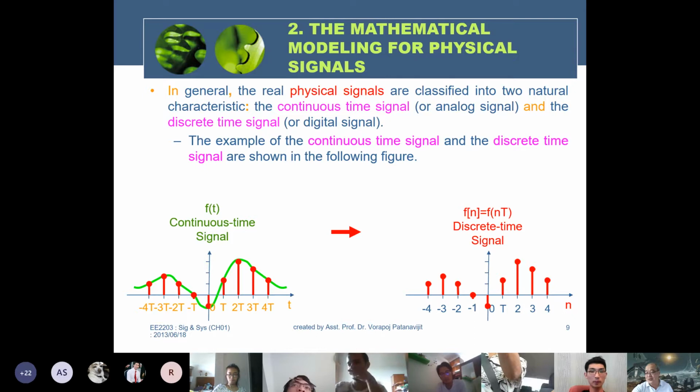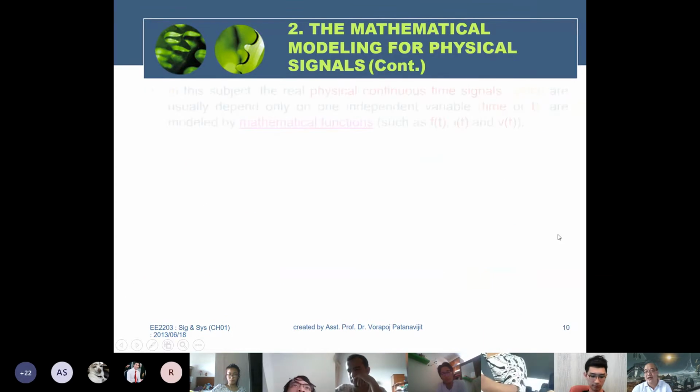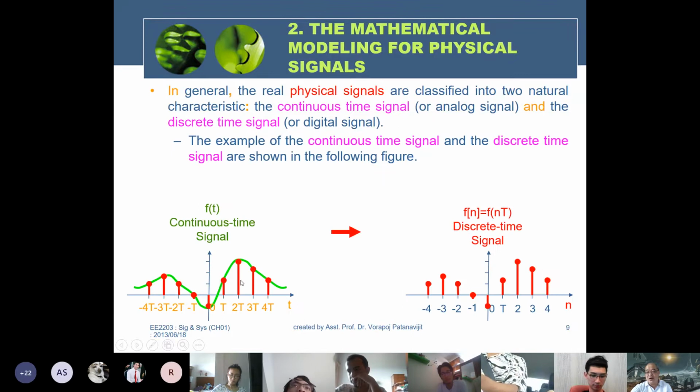Because it is continuous, the green one has infinite data. But in this case, you use only maybe 9 points to store it. Nine points of data can store that. This is the link between the continuous and the digital one. Therefore, in general, modern technology implements or processes the digital one, not analog anymore. We will discuss that topic later.